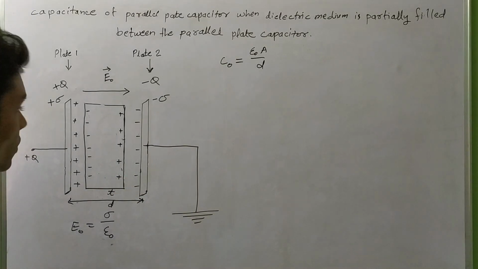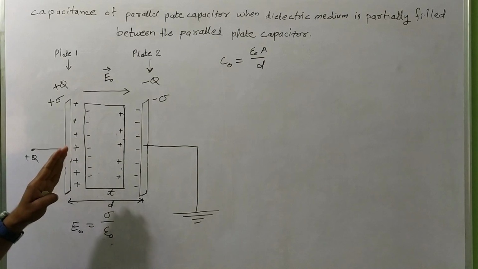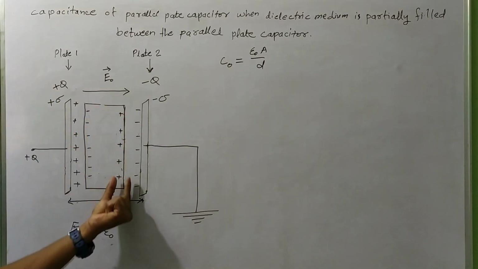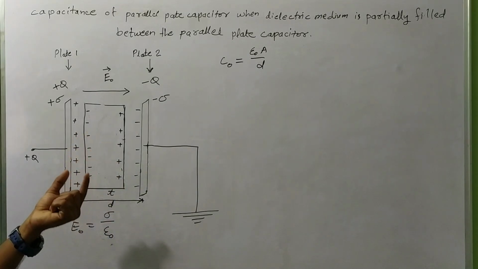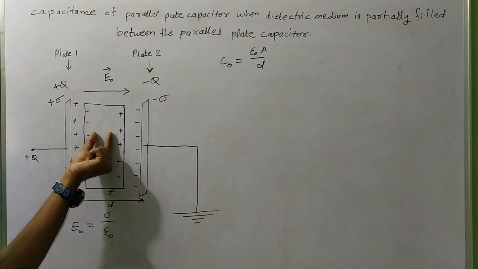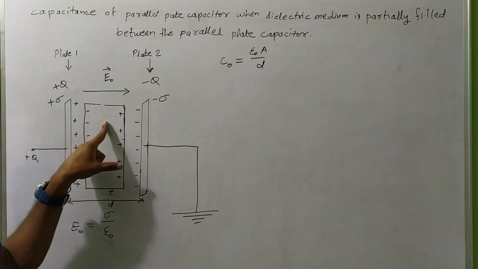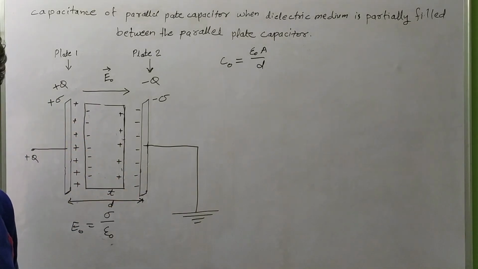Okay, so this phase of the dielectric material works as a negative plate of the battery, and this phase works as a positive plate of the battery. That's why an electric field will be generated here, and this is the induced electric field, or the electric field due to polarization of atoms of the dielectric material.